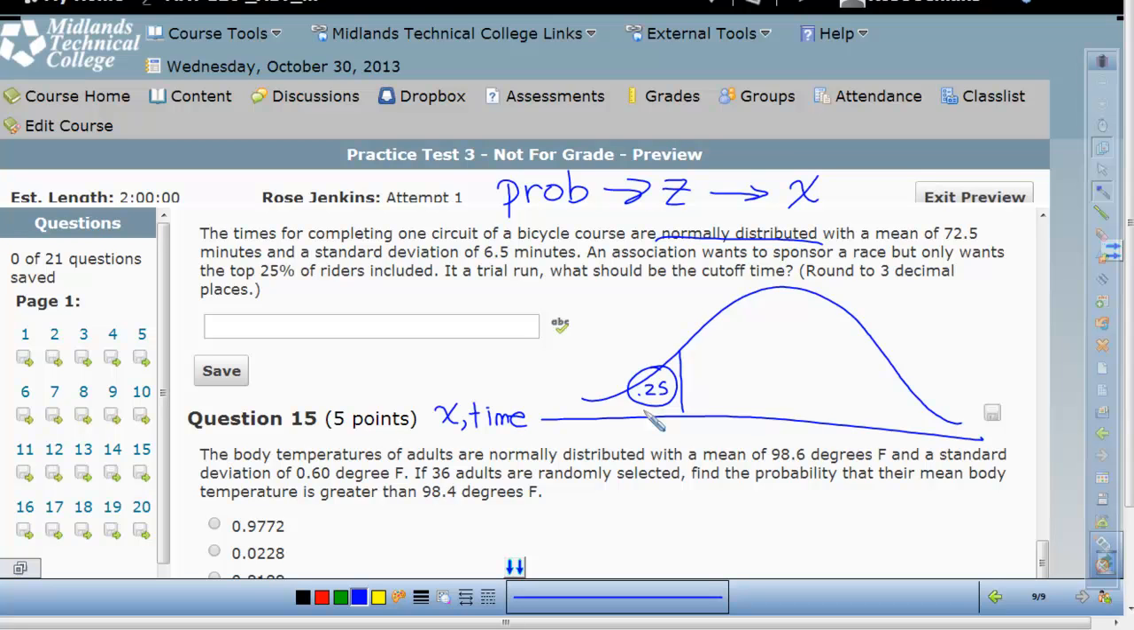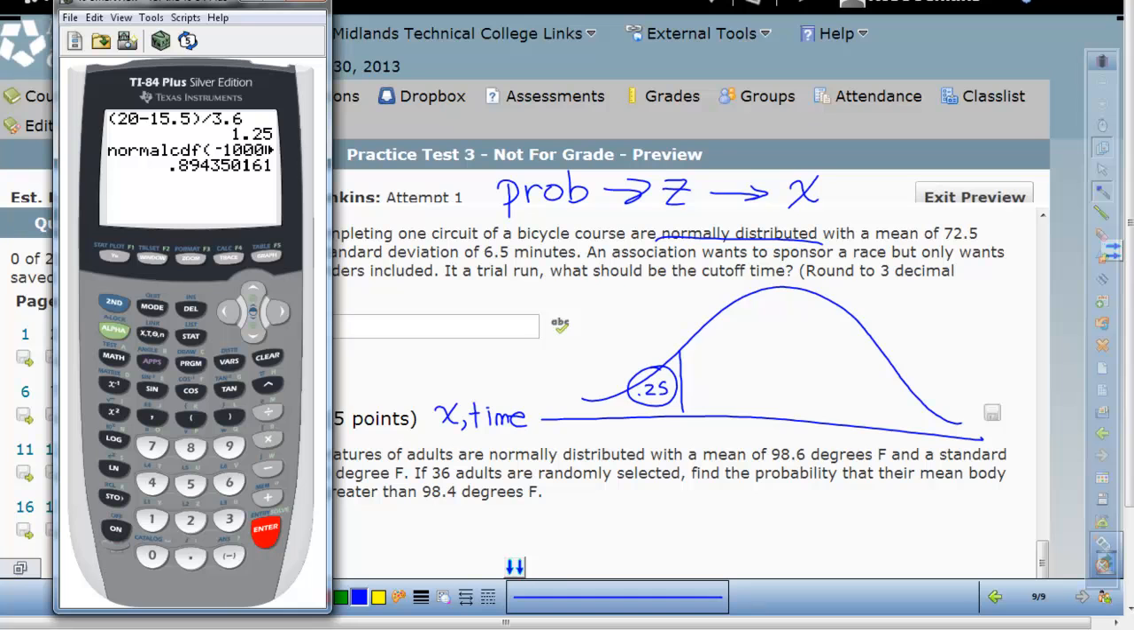So I can find my z value from this by using what on the calculator? We're going to use inverse norm, number 3. We tell it the area to the left, which is 0.25, and so my z-score is negative 0.67.